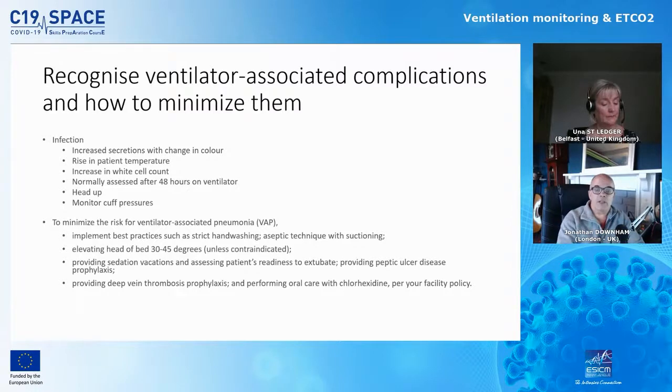Just to go back to the infection at the top here, how do we know our patient's got an infection? Well, we assess them very regularly. So you're going to be assessing their secretions. Have they increased? Have they changed colour? We'll assess for a rise in the patient's temperature, so if they start to become febrile, we look for an increase in their white cell count. Commonly with our patients, they will have blood sent on a daily basis, and we'll be watching the white cell count. If that starts to rise in combination with the others, then we need to assess that possibly the patient has got a ventilator-associated pneumonia.